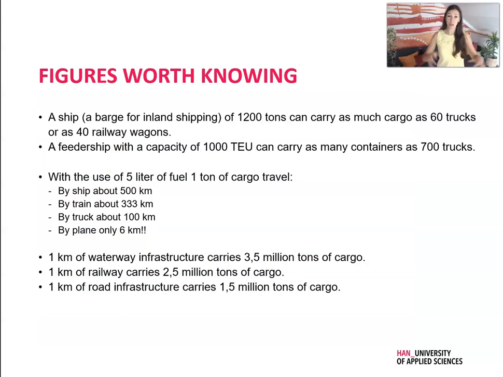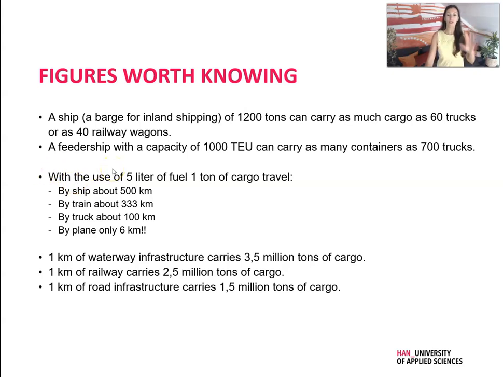So here are some fun facts to give you an idea of how to compare all these transportation modes. An inland barge can carry as much cargo as 60 trucks or about 40 railway wagons, while an ocean ship can carry as many containers as 700 trucks, so almost 10 times more. That's quite a significant difference, and that gives the idea of how big an ocean ship can be.